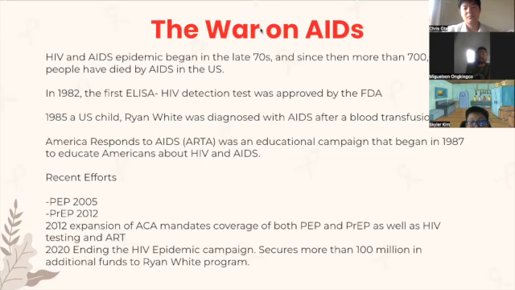Additionally, there were several campaigns to mitigate the spread of HIV. For instance, ARDA was an educational program designed to educate Americans about the myths and how to prevent HIV. And then there was an expansion of the ACA, the Affordable Care Act, to mandate the coverage of PEP and PrEP, which I'll get into in a second, as preventatives for HIV. There was also additional funding allocated to the Ryan White program to support further preventative services of HIV. Okay, next slide, please.